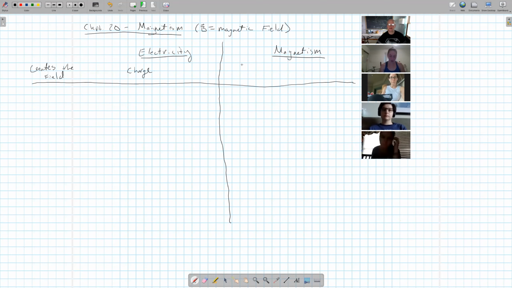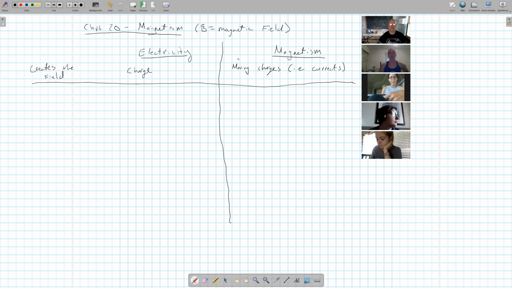What creates a magnetic field is actually moving charges, i.e. currents. So currents are actually the source of magnetic fields, and we'll talk more about that.